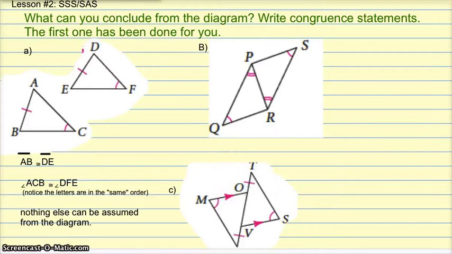This is Unit 5, Lesson 2, Proving Triangles Congruent Using Side, Side, Side, and Side, Angle, Side. Three diagrams here. What can you conclude from the diagram? Write congruent statements. The first one here has been done for you.